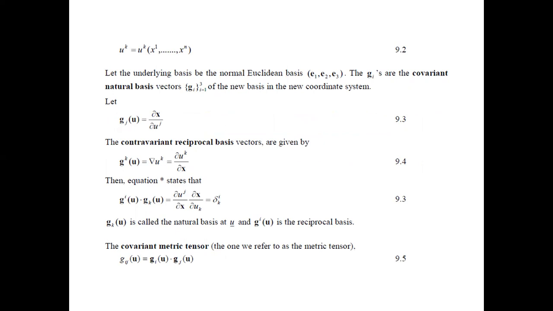Let's assume that the underlying basis is the normal Euclidean basis e_1, e_2, e_3. Covariant, of course. The g_i are the covariant natural basis vectors, g_i for i equals 1 to 3, the new basis in the new coordinate system. Let us define g_j(u) as equal to dx/du^j. The contravariant reciprocal basis vectors are given by g^k(u) equals grad of u^k, which is du^k/dx. So the natural basis is g_j(u), which is dx/du^j, where the contravariant or reciprocal basis vectors are given by g^k(u) equals grad of u^k.